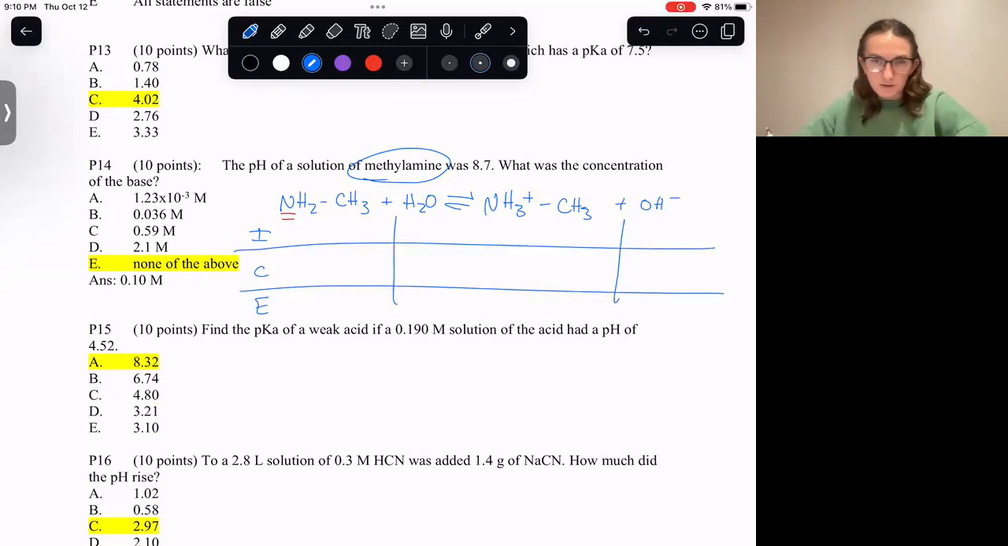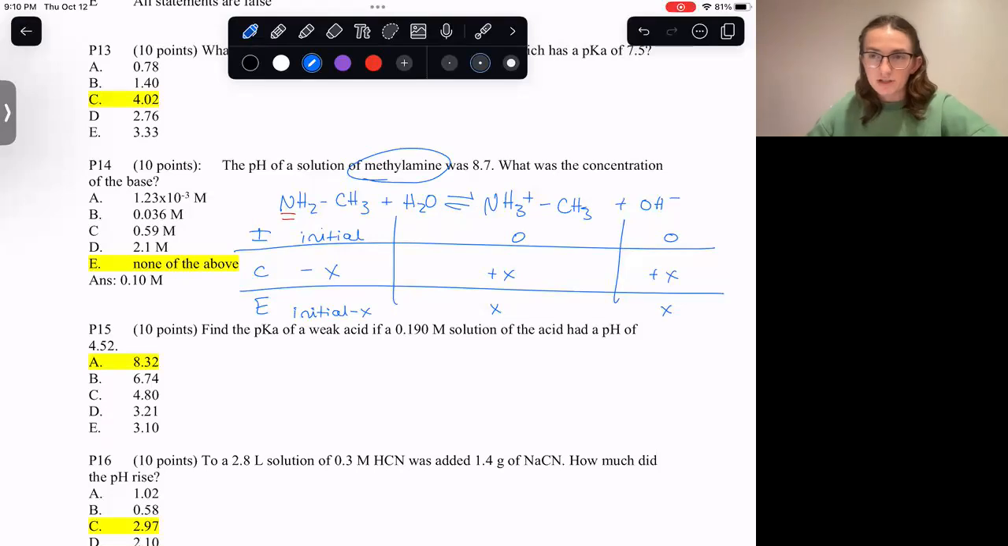If we were to write an ice table for this, we have some initial concentration. I'm just going to call this initial. We don't have a concentration for our products here. This would be minus X. This would be plus X, and this would be plus X. So at equilibrium, we would have initial minus X, X, and X.